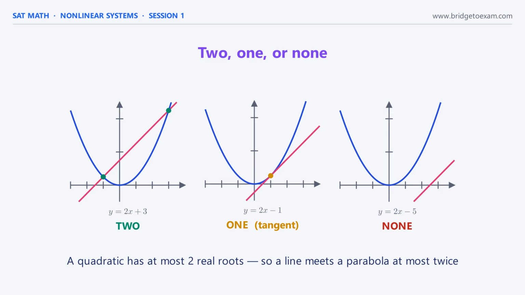It can graze it at exactly 1 point. We call that tangent. Or it can sail right past and never touch it at all, which means no real solutions. 2, 1, or 0. That's the complete list, and it comes from the degree of the equation, not from how a sketch happens to look. Notice that last case. No real solutions is a perfectly good answer on the SAT.